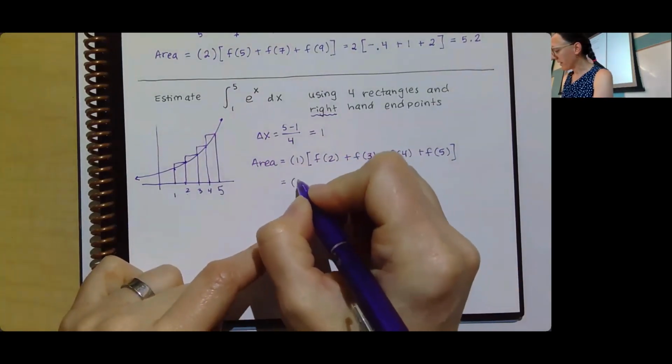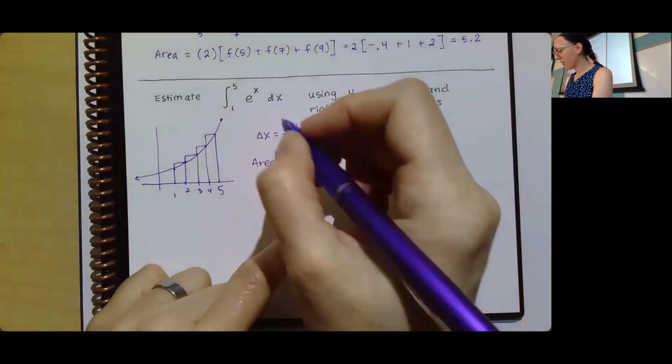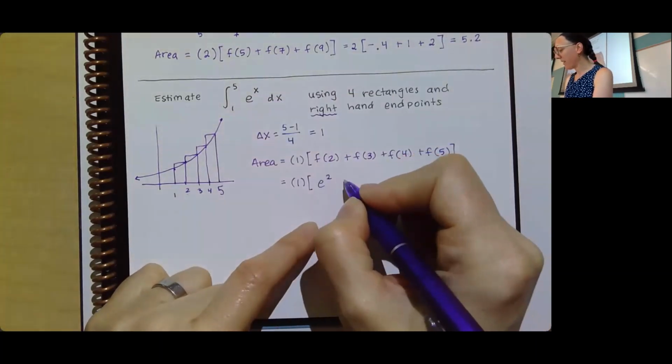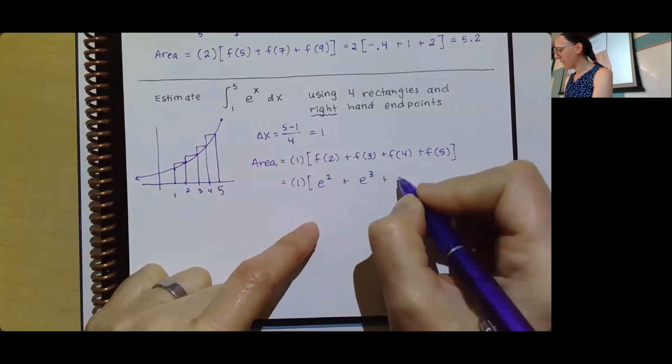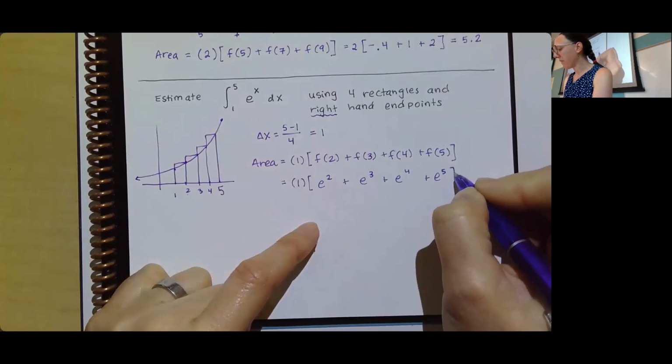In terms of putting this in, again, if I don't get a calculator, I'm really just going to be plugging these x values in. So if I plug in 2, I'd have e squared plus e cubed plus e to the 4th plus e to the 5th.